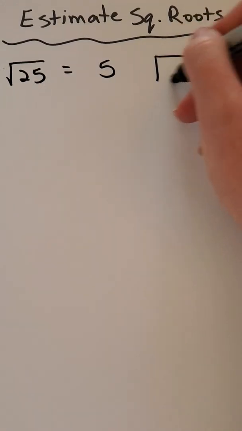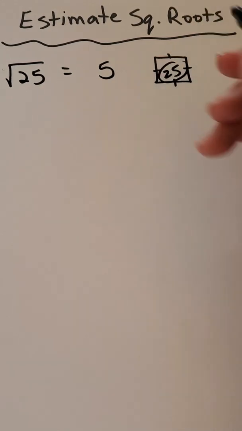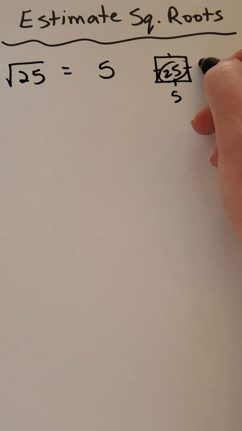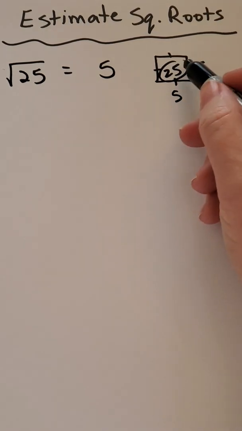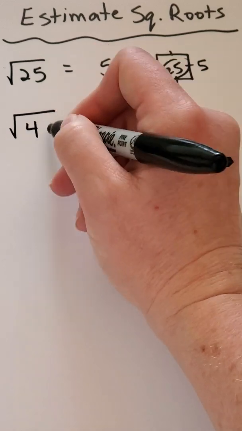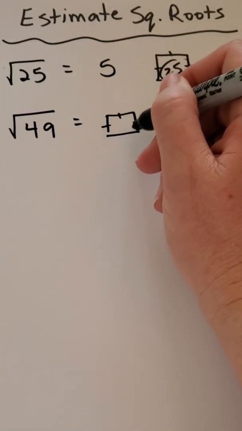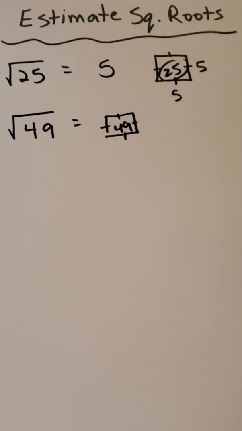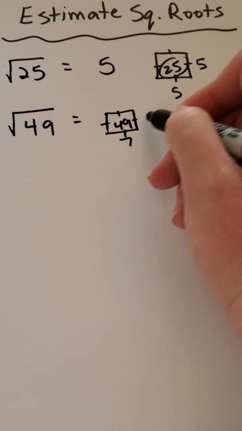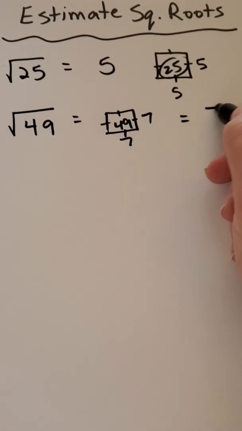And if you have a square with an area of 25, they want to know what each side length would be. So 5 times 5 is 25, so the square root of 25 is 5. Same thing as the square root of 49. If you had a square with an area of 49, what is the side length? Well, it would be a 7 because 7 times 7 is 49. So the square root of 49 is 7.